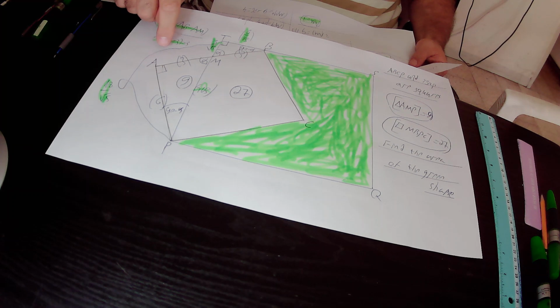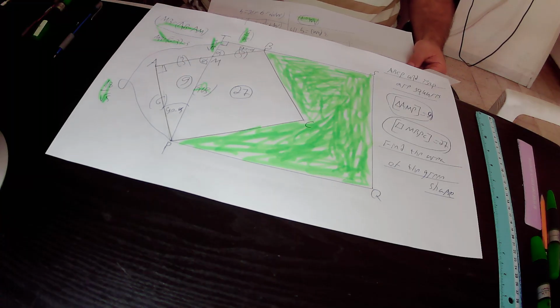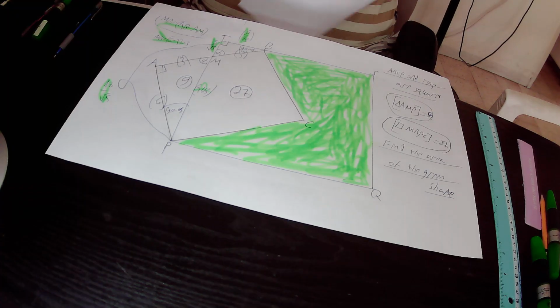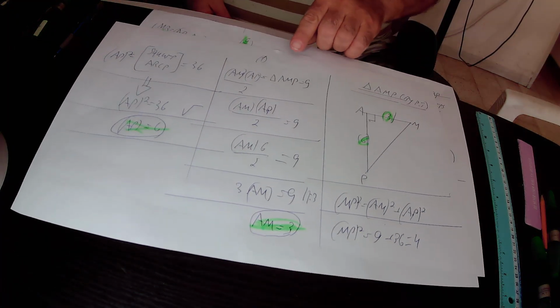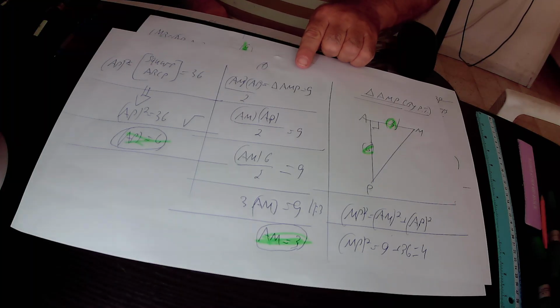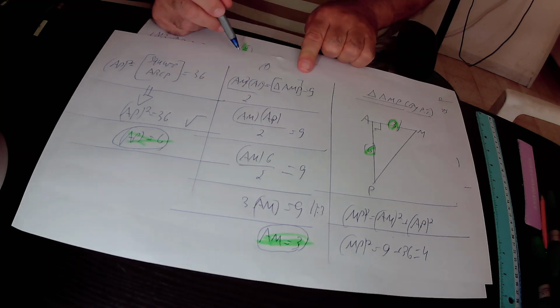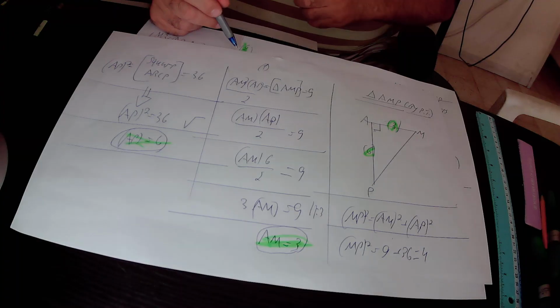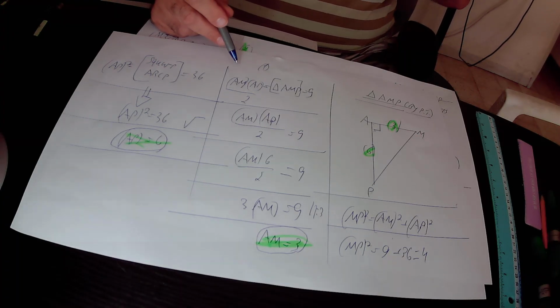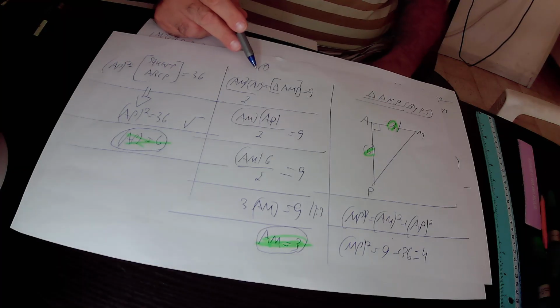we know that the area of this right triangle AMP equals 9 square inches from one side. But from the other side, the area of triangle AMP also equals the base of the triangle times the height over 2. The base is AM, the height is AP. So in total, the area of triangle AMP will be equal to the base AM times the height AP over 2.